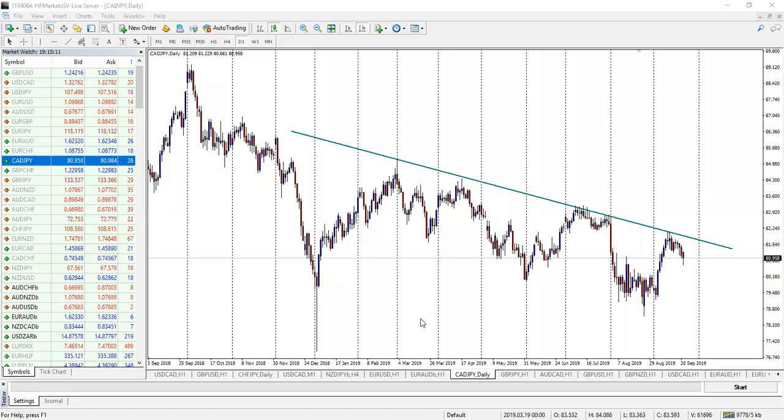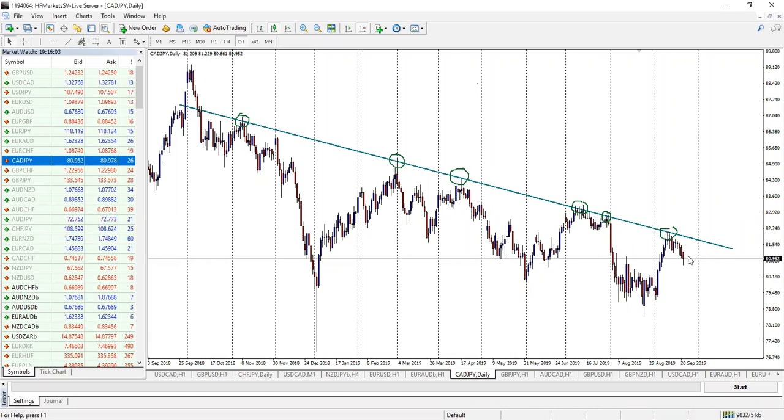Okay, looking at Canadian dollar, Japanese yen, you can see this is a clear downtrend, guys. You can see the touch there. Let me show you. You can clearly see the touch here, another one here, another one here, and there. So looking at this, you can see this is a downtrend.